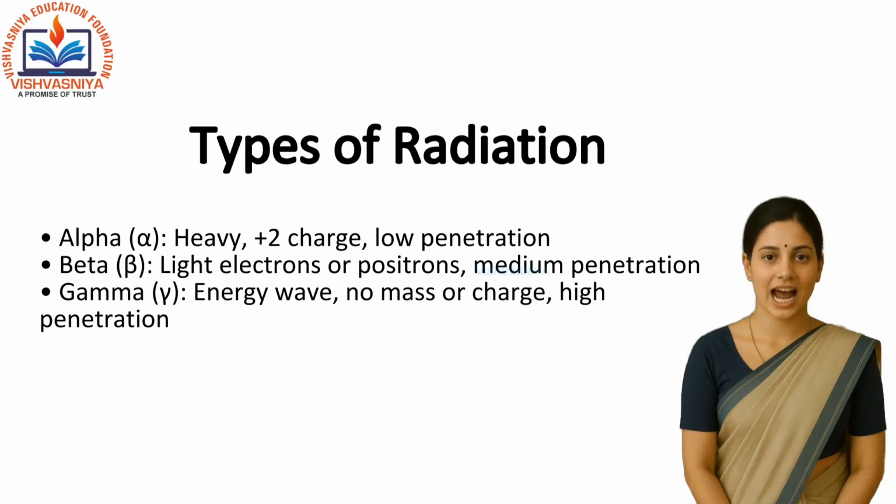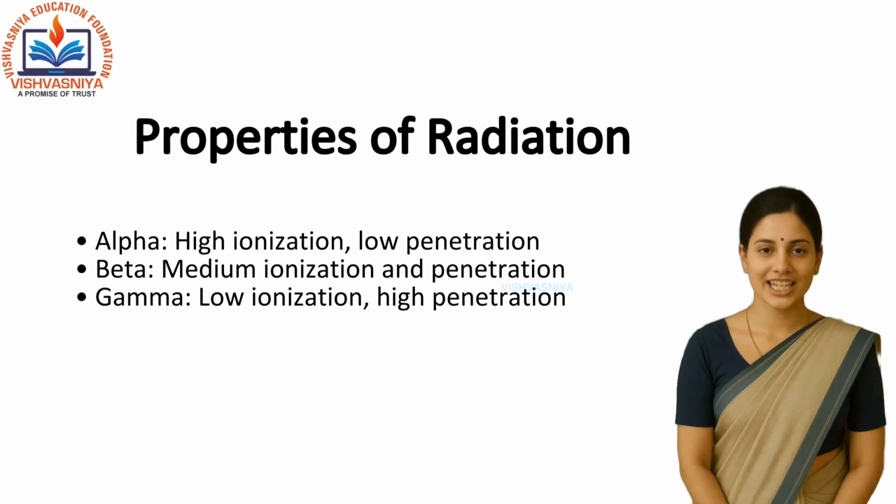Beta particles: high energy electrons or positrons. Lighter, faster, and more penetrating. Gamma rays: pure energy, like X-rays but stronger. No mass, no charge, but very penetrating. Each has different effects, uses, and dangers. Comparing radiation by charge, mass, penetration, and ionization: alpha is plus 2, heavy, low penetration, high ionization; beta is minus 1 or plus 1, light, medium; gamma is 0, very high penetration, low ionization. So, gamma rays pass through walls, but alpha particles can't get through your skin.